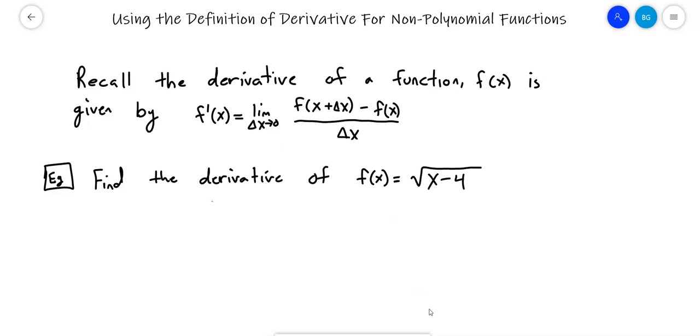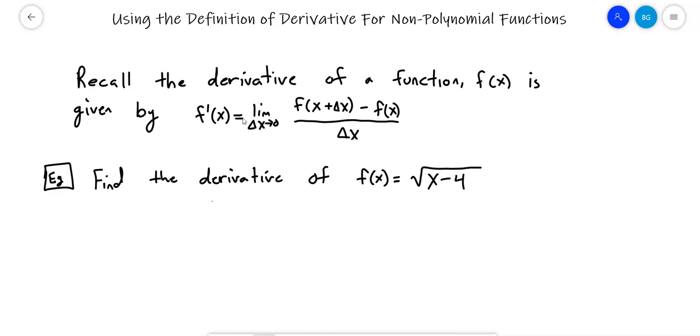So we are finding derivatives of functions and we're using the definition of derivative to do it. Last video we focused on polynomial functions. In this video we're going to focus on non-polynomial functions. So I left the definition of derivative up there at the top so you can see it. Hopefully it's something you're familiar with by now.